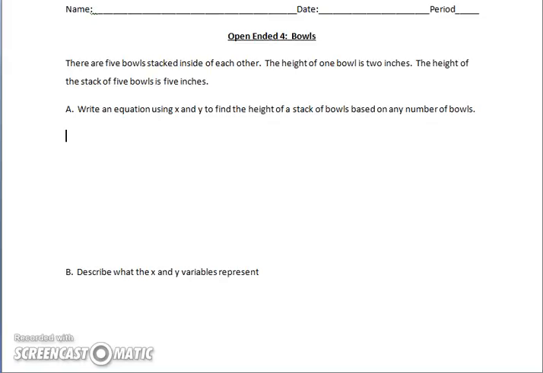of bowls. So, what we're going to do here, let's first of all draw a picture of what our situation would look like here. We have one bowl, and again, my artistic ability, I know, is just unbelievable. You can take that however you want to. So there's one bowl, and this one bowl is 2 inches.